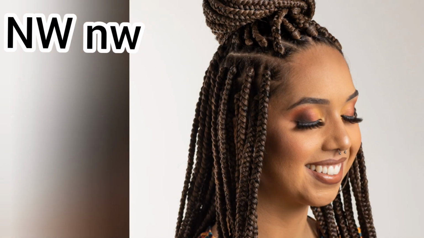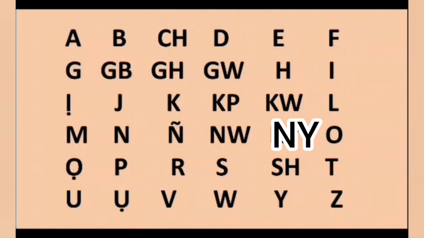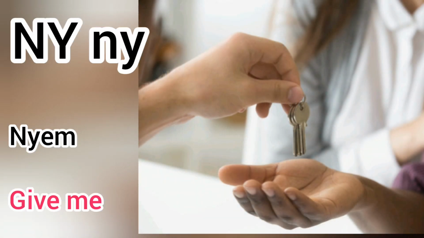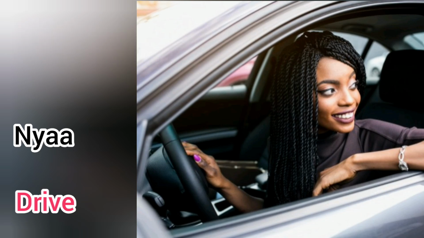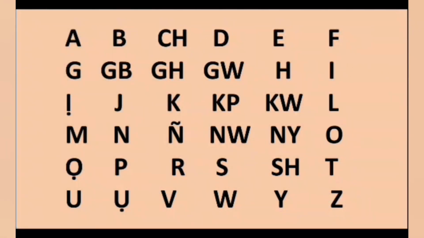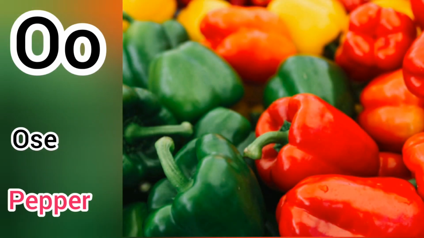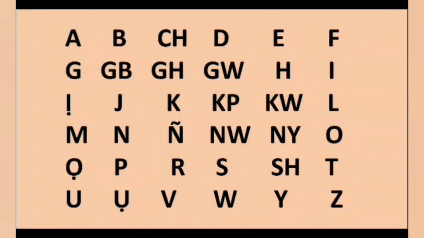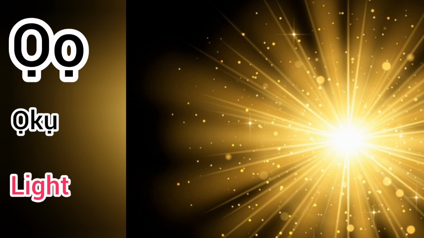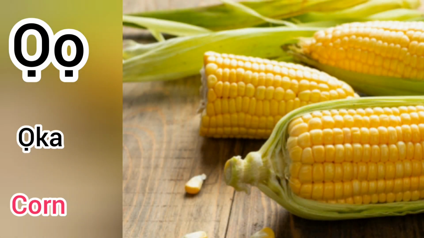We, nwanyị, female. Nwata, child. Nyem, give me. Nyaa, drive. Oroma, which is orange. Ose, pepper. Ọkụ, which is light. Ọka, corn.